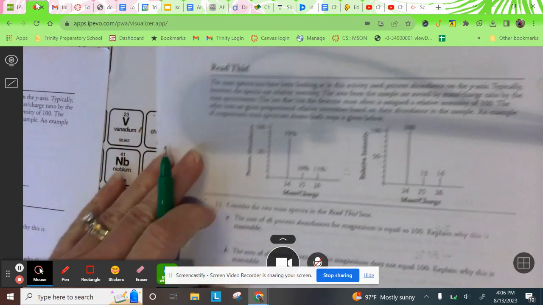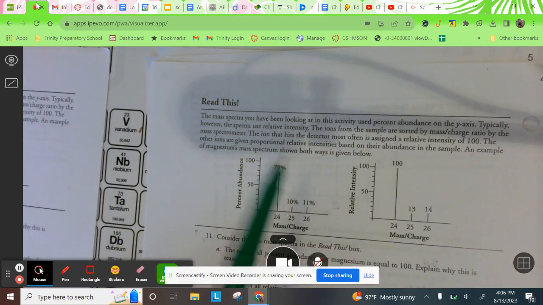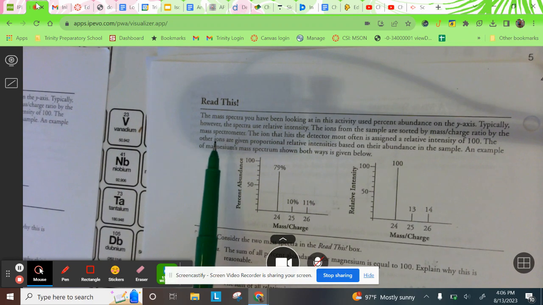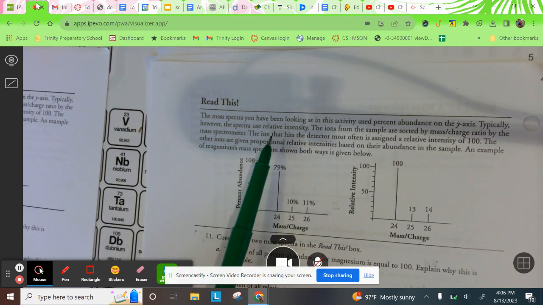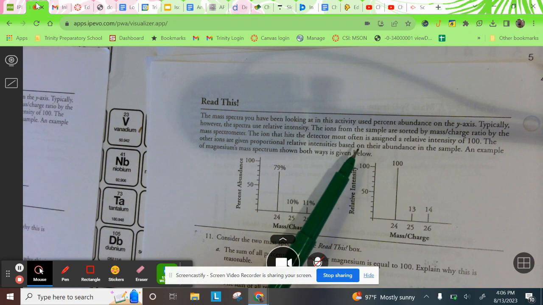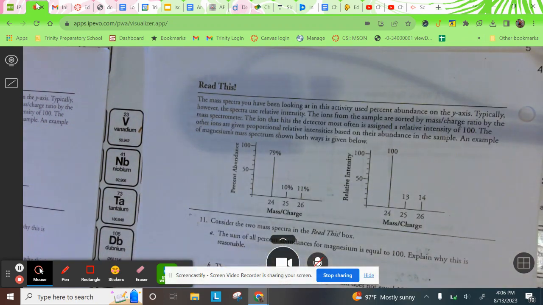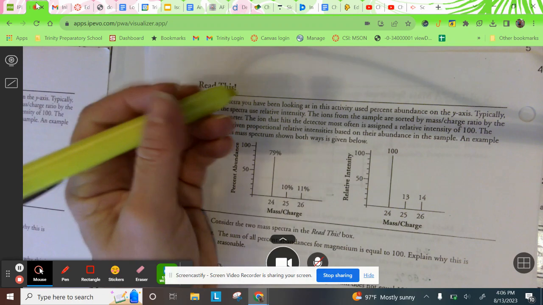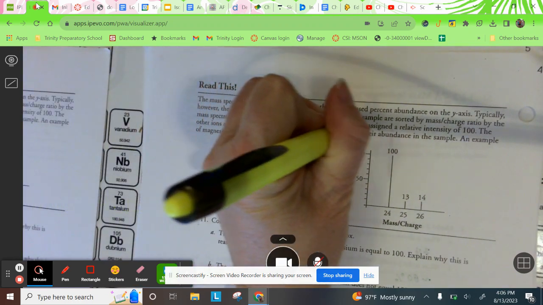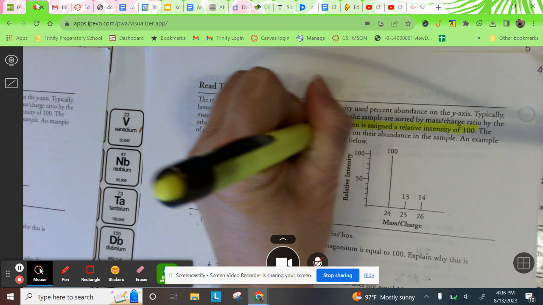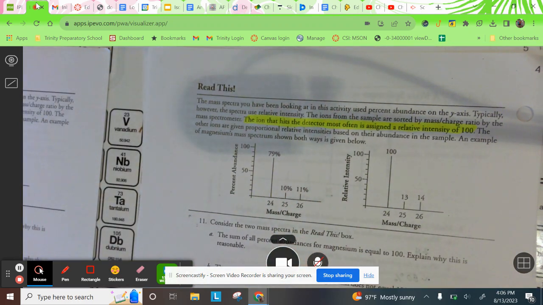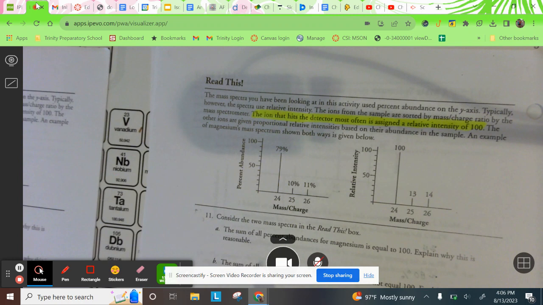The mass spectra you have been looking at in this activity use percent abundance on the y-axis. Typically, however, the spectra use relative intensity. The ions from the sample are sorted by mass-charge ratio by the mass spectrometer. The ion that hits the detector most often is assigned a relative intensity of 100. So now you know that. The other ions are given proportional relative intensities based on their abundance in the sample. An example of magnesium spectra shown above is given in both ways, given below.